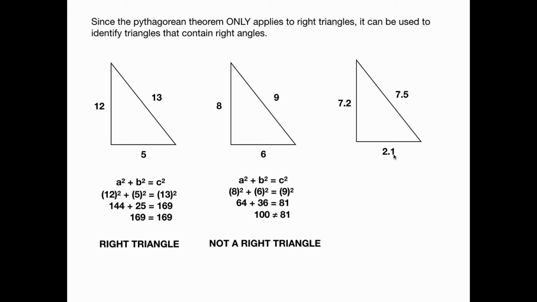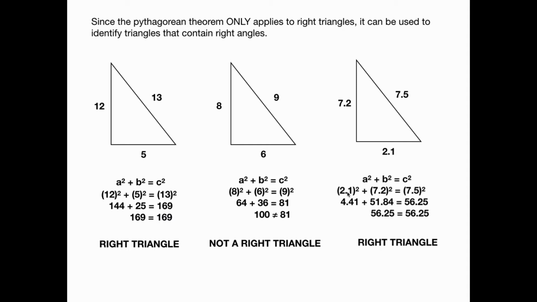So plugging in these values into the Pythagorean theorem gives us 2.1 squared plus 7.2 squared equals 7.5 squared. And simplifying both sides, we get 56.25 equals 56.25. So this is a right triangle.